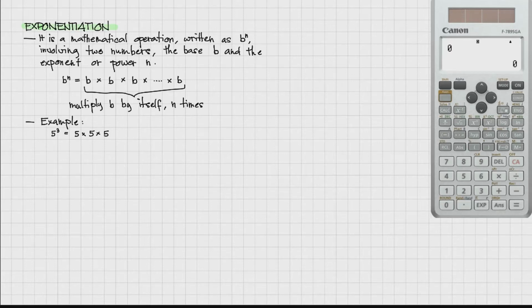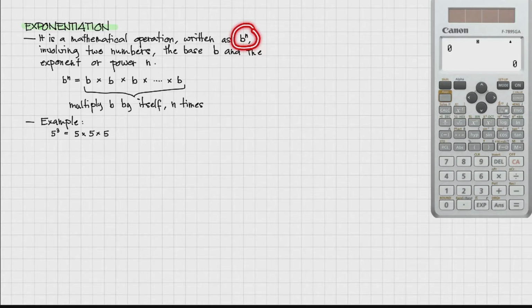Exponentiation. This is the first topic under algebra that we will be discussing. So what is exponentiation? It is a mathematical operation written as such. So this can be verbalized as b raised to n, or b raised to the nth degree, or b raised to the power of n. There are different ways of saying this, but it basically means the same thing.